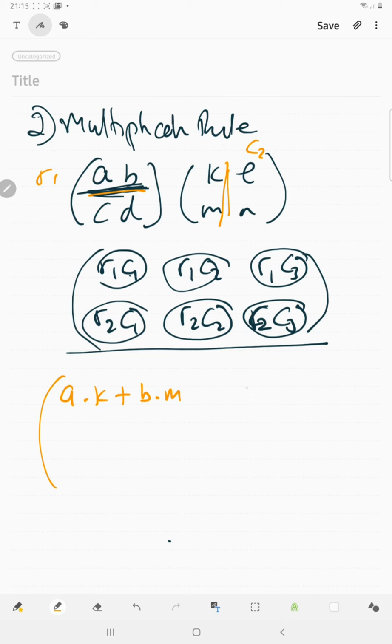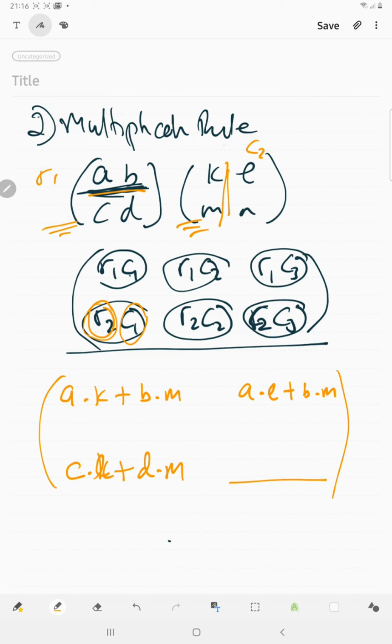So I will put an answer here. I will say A multiplied by L plus B multiplied by M. Now if I'm coming here, it means that I need to take row 2 and column 1, row 2 in this matrix and column 1 in this second matrix. So it will be C multiplied by K plus D multiplied by M.